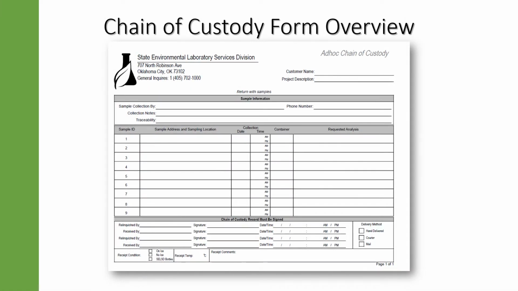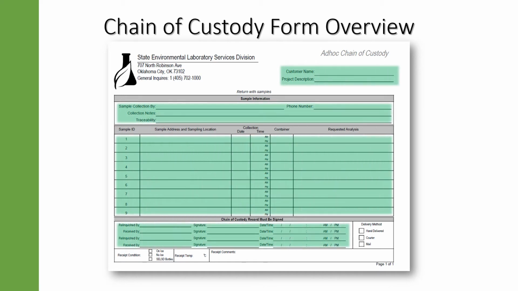The areas indicated in green will be information that you, the customer or sampler, will need to complete on an ad hoc chain of custody. We will cover these areas in the next few slides. The areas in red are for lab use only.